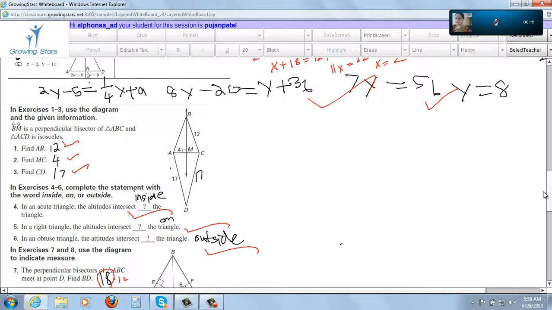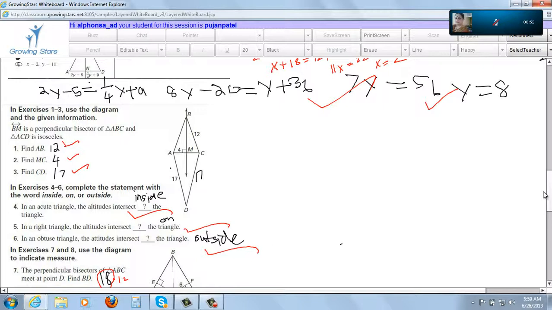I think all the other questions you've done quite well, except for this one here. The perpendicular bisectors of triangle ABC. I'm sure you knew it, somehow made a mistake there. Any point on the perpendicular bisector will be equidistant from the endpoints of the line segment. So you got DC as 12. But then why not BD? BD is also on the perpendicular bisector, isn't it?